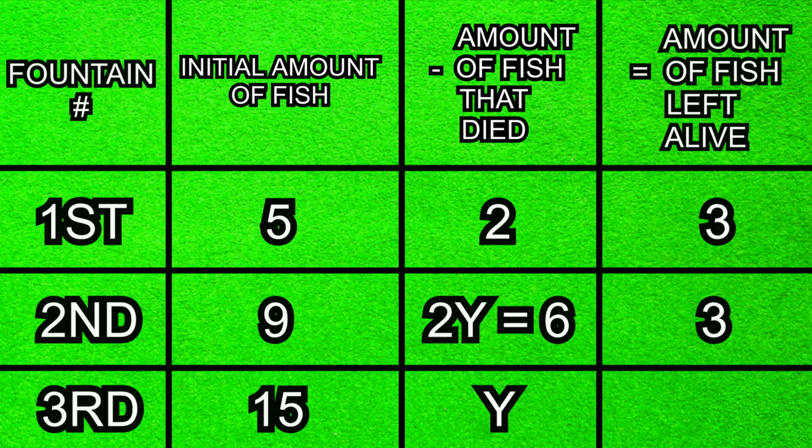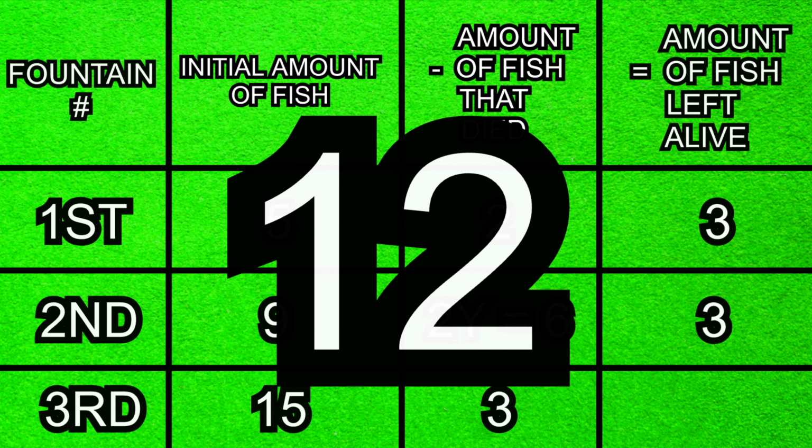Therefore, 6 fish died in the second fountain, and 3 fish died in the third fountain. So, how many fish are left in the third fountain? If you said 12, congratulations, you are wrong. The elder asked you how many fish were left in the third fountain, but both the living and the dead fish remain in the fountain, so the answer is 15.